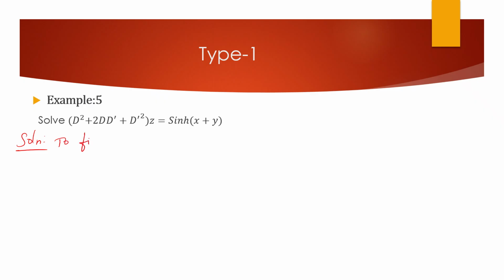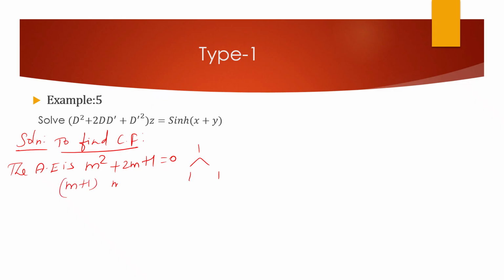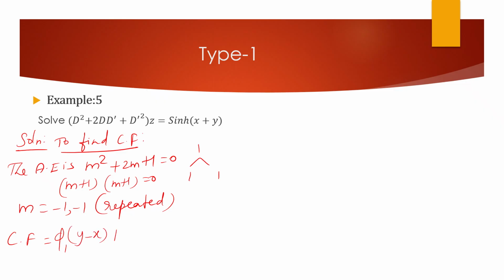First, to find the CF, we write the auxiliary equation. The auxiliary equation is m squared plus 2m plus 1 is equal to 0. Solving this, the product must be 1 and the sum must be 2. So it is 1 into 1, so m plus 1 into m plus 1 is equal to 0. So the roots are minus 1 and minus 1, that is, the roots are repeated. So how to write our CF? CF is equal to phi 1 of y minus x plus x into phi 2 of y minus x.